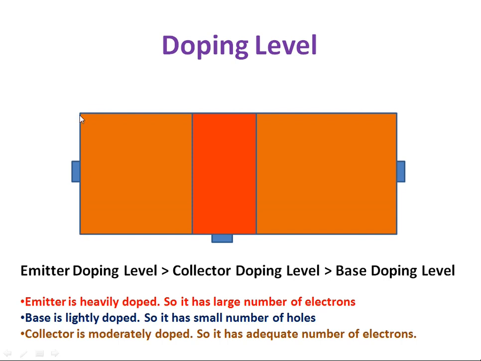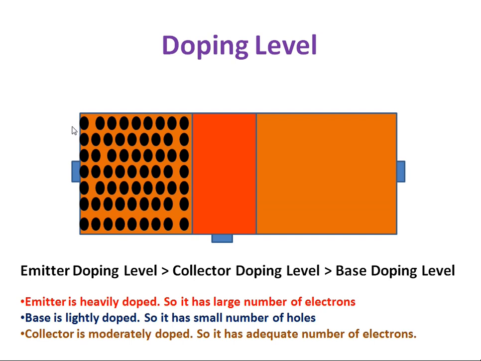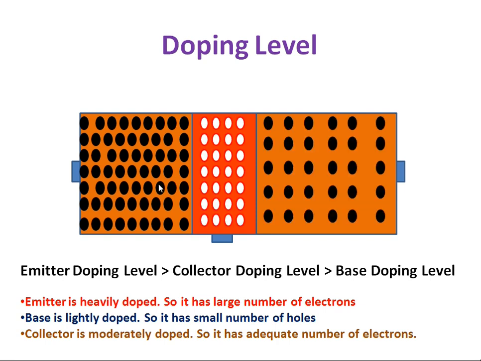Heavily doped means, so this is a pure semiconductor emitter layer. If you add pentavalent impurities to the pure semiconductor material, you will have an N layer or N-type material. So here, a large number of pentavalent impurities are added to the pure semiconductor, and you will get the N layer.